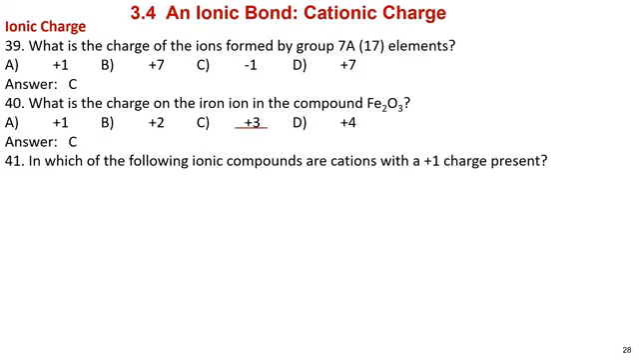Which of the following ionic compound cations has a positive one? Positive one should be group 1A. So only group 1A is this. Group 2A, group 2A. Thallium is somewhere else. Thallium is in the sulfur group. So the only correct answer for positive charge is A.